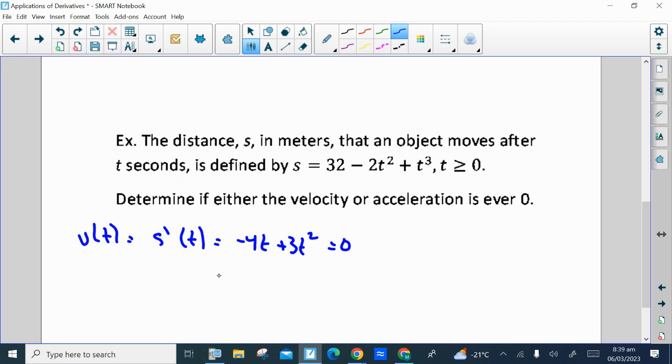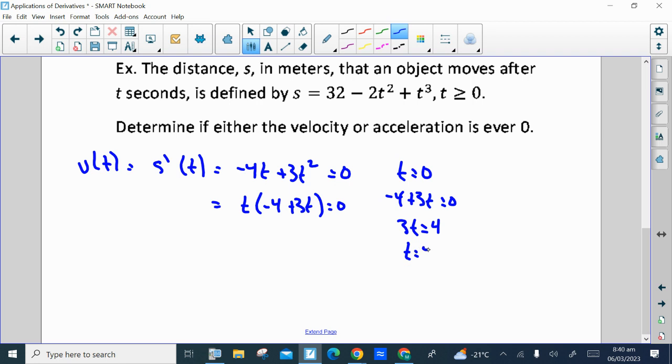We can take out a common factor here of t and get t times negative 4 plus 3t equals 0. And so our solutions here will be where t equals 0 and where the other factor, negative 4 plus 3t, equals 0, which is where 3t equals 4 and t equals 4/3. And that would be in seconds. So at 0 seconds, the velocity is 0, and at 4/3 of a second, the velocity is also 0.